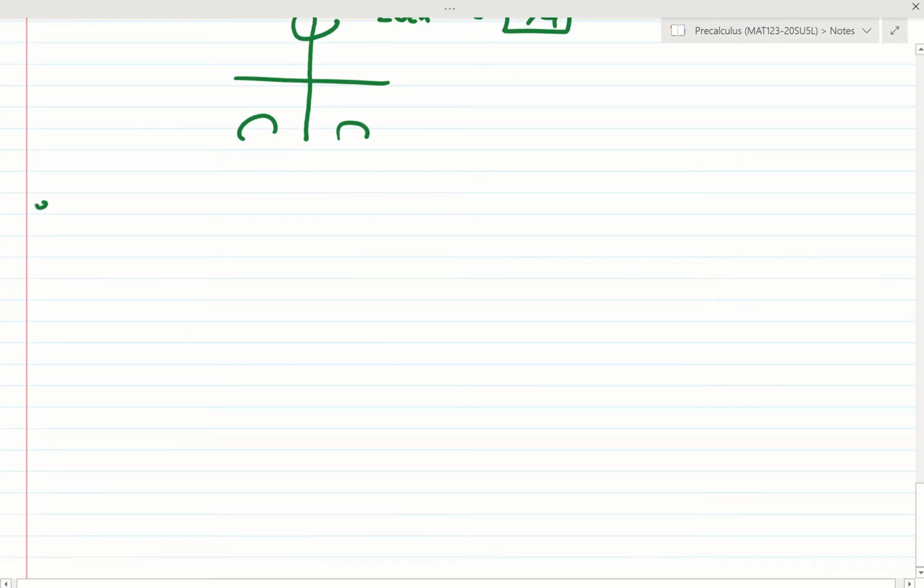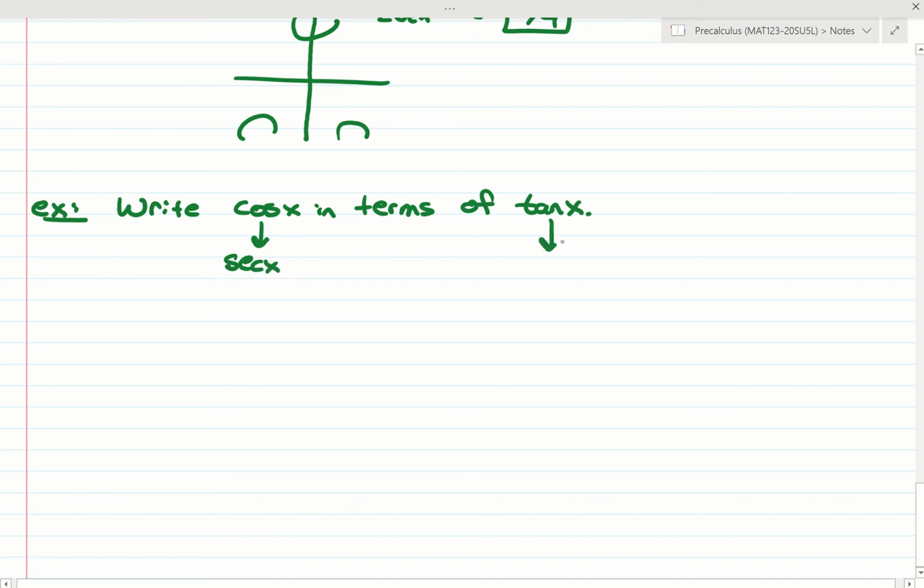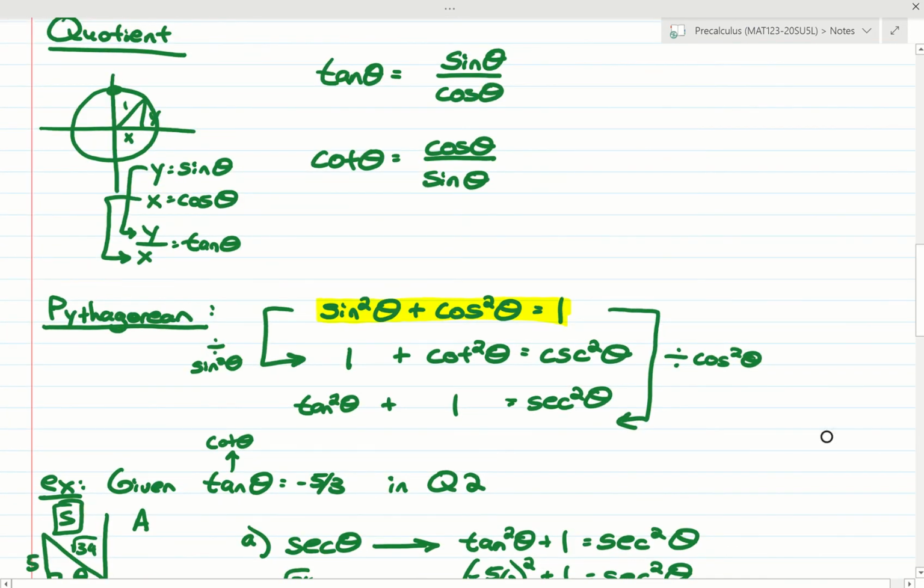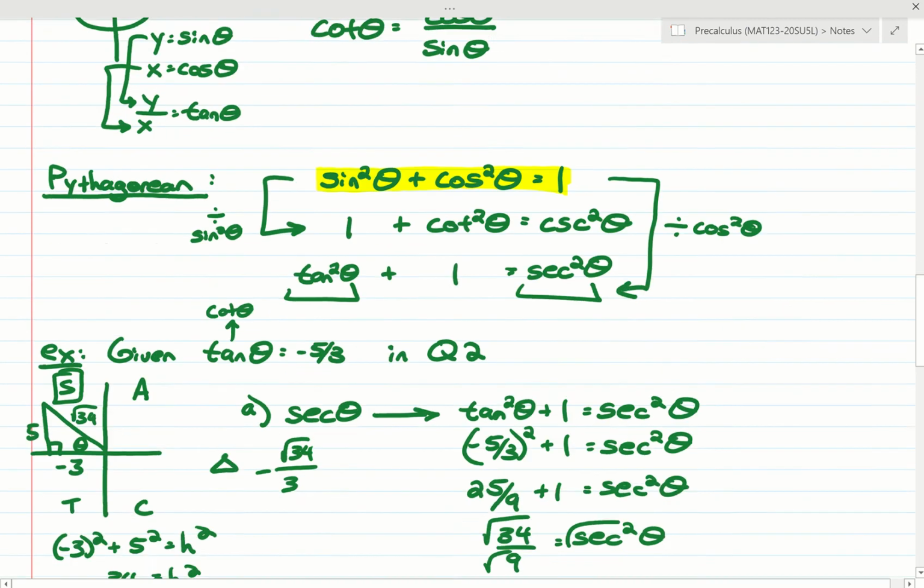Let's move on to a new type of example. What if I asked you to write cosine of x in terms of tangent of x? Okay, so let's look back at our properties and see if we have any property that has cosine or secant and tangent and cotangent. Okay, well, I have tangent right here, and I have secant, which I could easily convert to cosine, so I'm going to use that property.